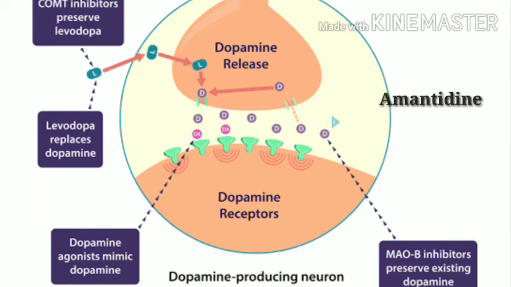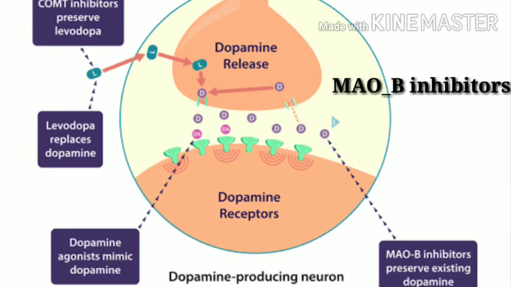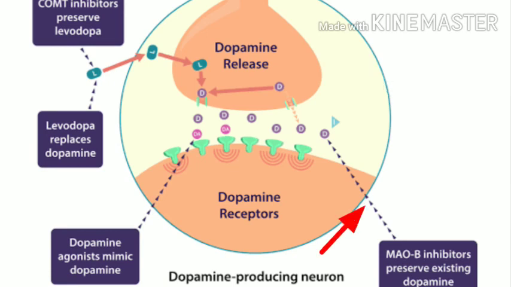Then amantadine. Amantadine is an antiviral drug that increases the release of dopamine. It is used to treat dyskinesia in Parkinson's patients who are receiving levodopa, as well as the extrapyramidal side effects of these medications. Another drug is MAOB inhibitors, monoamine oxidase B inhibitors. It reduces the motor fluctuations seen in many people with Parkinson's disease.